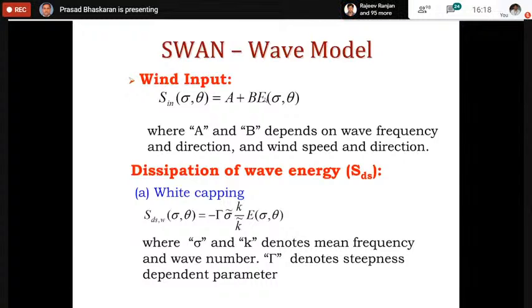I'm not going into details of that because of lack of time. But this is how the formulation basically looks like in the SWAN model. Now, the distribution of wave energy can be expressed as a functional dependence of a steepness dependent parameter. This parameter is used by a formulation given by Komen. It basically closes your energy balance under a given set of conditions.